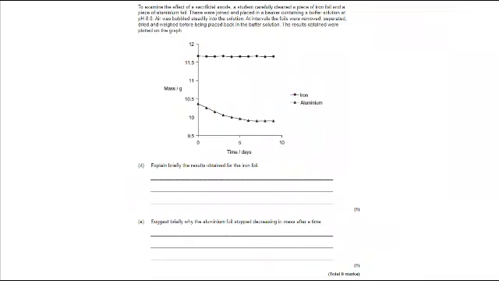Moving on to, finally, parts D and E. To examine the effect of a sacrificial anode, a student carefully cleaned a piece of iron foil and a piece of aluminium foil, joined, placed in a beaker containing a buffer solution at pH 8.0. Air bubbled steadily into the solution. At intervals, the foils were removed, separated, dried, and weighed before going back in the buffer solution. Explain briefly the results obtained for the iron foil, which we can see here has stayed constant.